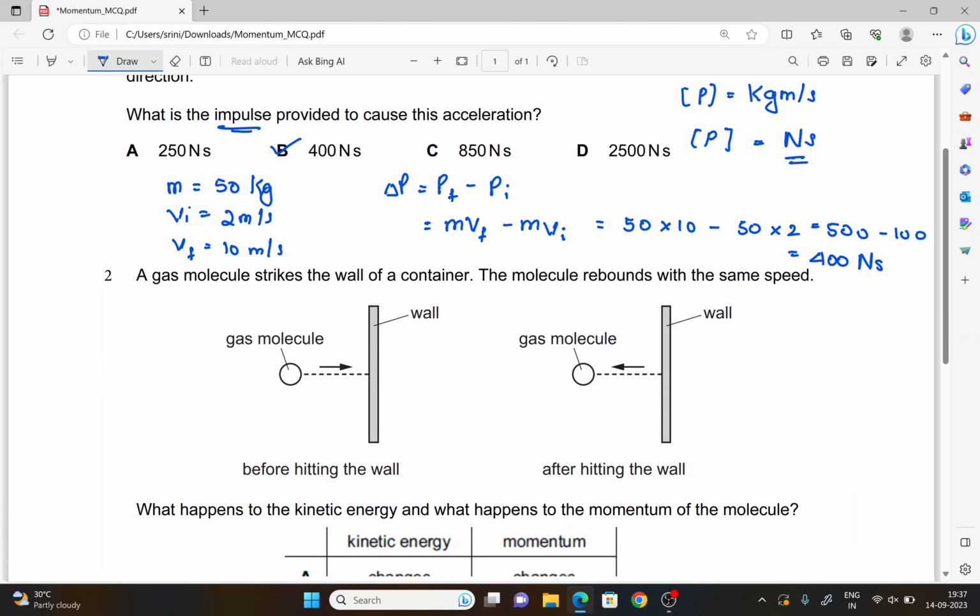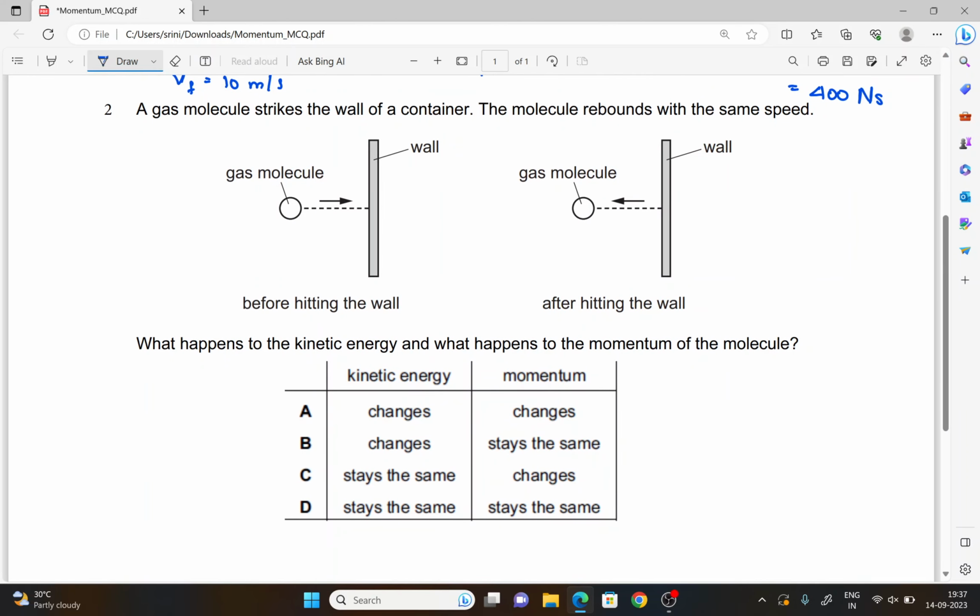We'll go to the next question. A gas molecule strikes the wall of a container. The molecule rebounds with the same speed. Now, what happens to the kinetic energy and what happens to the momentum of the molecule?